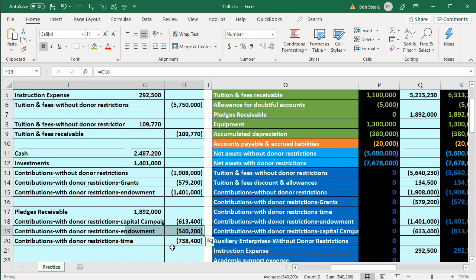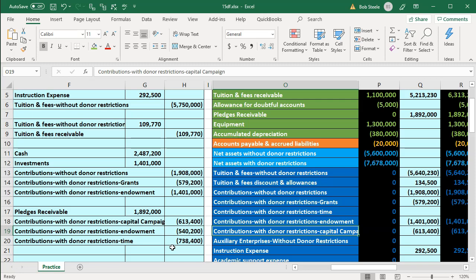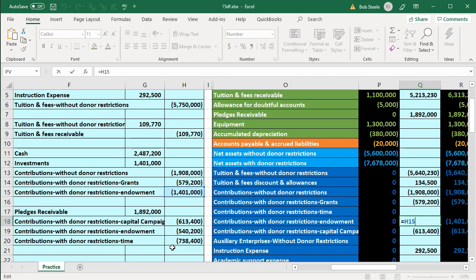And then we're going to go to the contributions with restrictions for the endowment. So once again, contributions, we have the restriction this time with relation to the endowment. So we're in Q18. There's something in it, so I'm going to say F2 plus F2, then scroll over and pick up the 540,200.